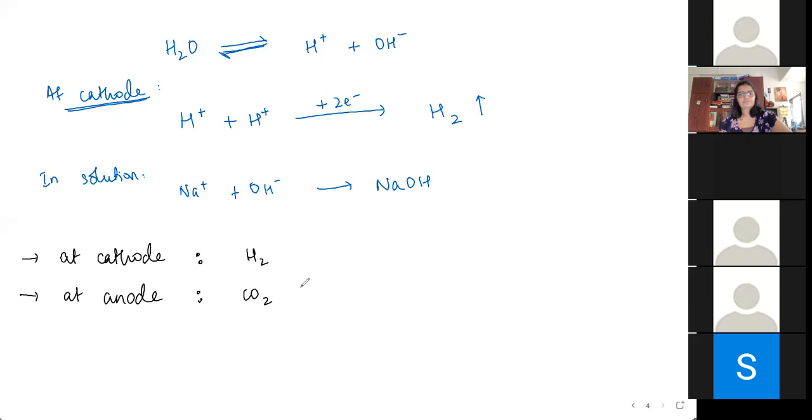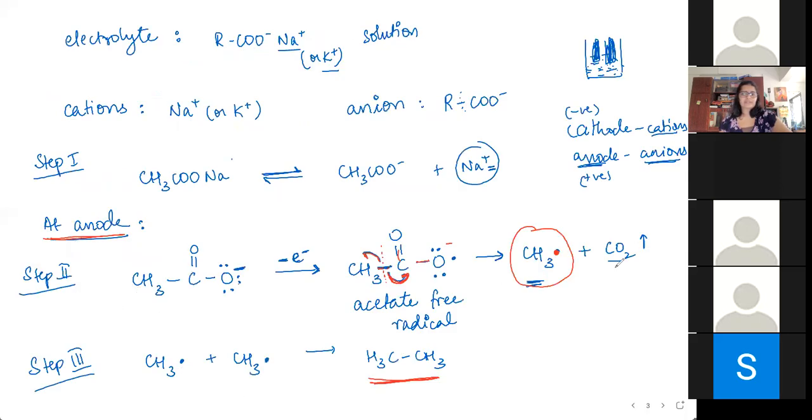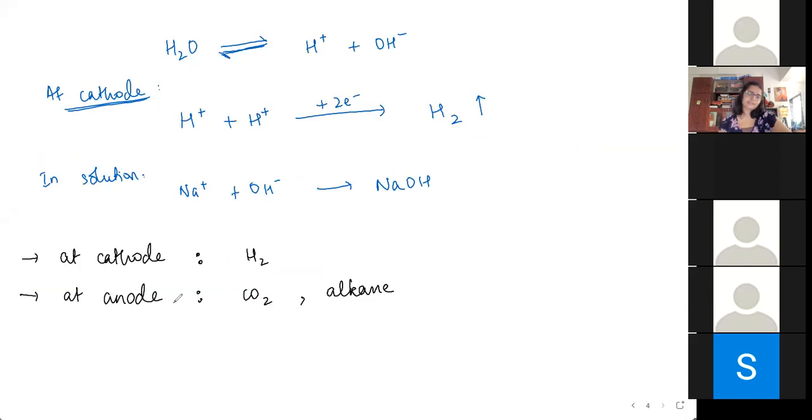Only CO2? Here we got ethane as well, in this particular reaction. Yeah, the alkyl free radicals form the alkane you get at the anode. This whole story is taking place at the anode. So in the first step CO2 is produced, and here this alkane is also produced. So both these gases you can collect at the anode. And in solution, you'll be left with NaOH.